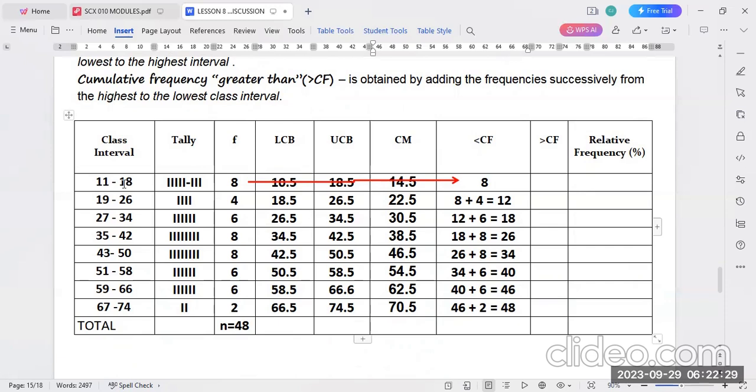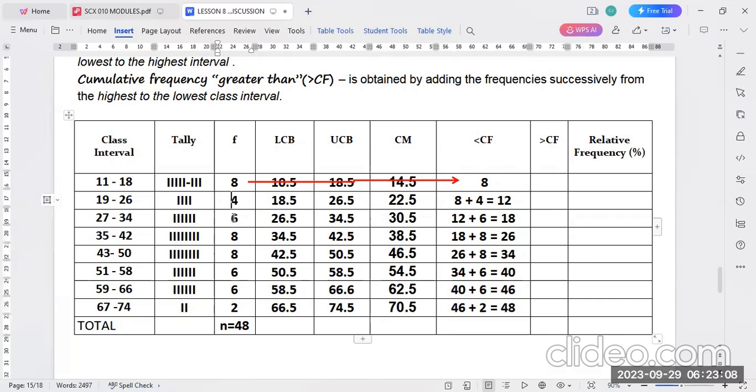So, you start from the lowest class interval, 11 to 18, and the frequency of 11 to 18 is 8. Okay, so 8. The first thing you need to do is just copy the first number, which is 8, and then you add it successively. So, 8 plus the next frequency, which is 4. So 8 plus 4, that is 12. Now, the result you get from adding that will be the number that you will add to the next frequency, not the first frequency. Kaya nga successively po. And that is cumulative.